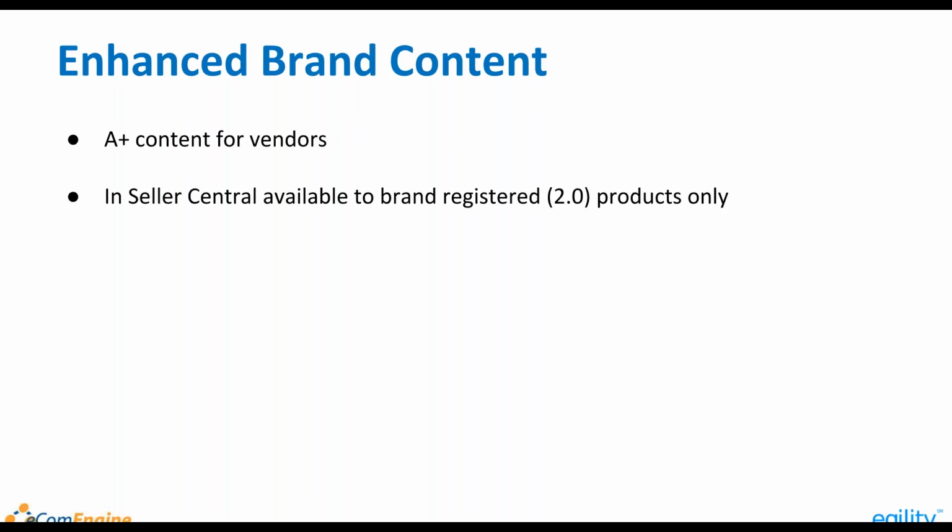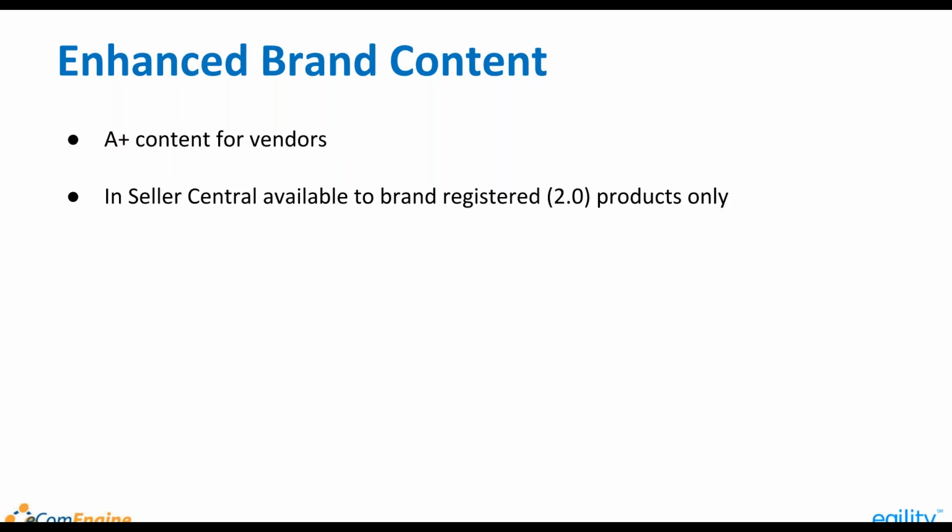Okay, let's jump into enhanced brand content. Enhanced brand content is also known as A+ content for vendors. And as we mentioned before, in Seller Central, it's available to brand registered, and that's going to be 2.0 products only. And I'll show you an example of enhanced brand content here in a minute if you haven't seen it before.